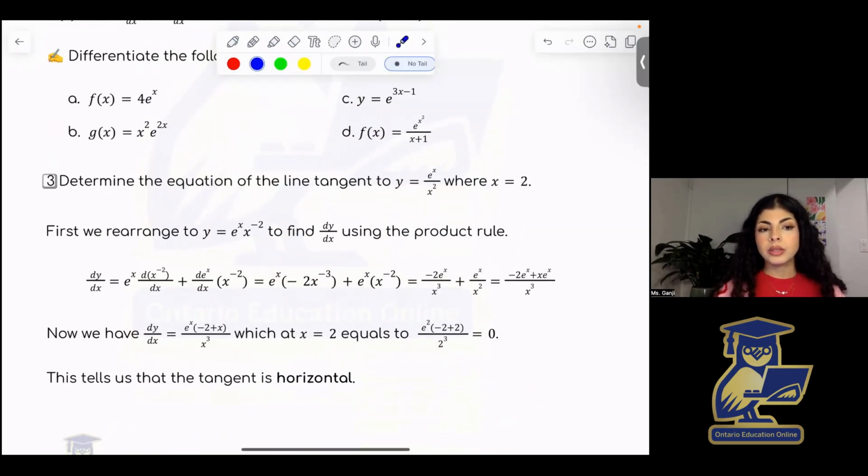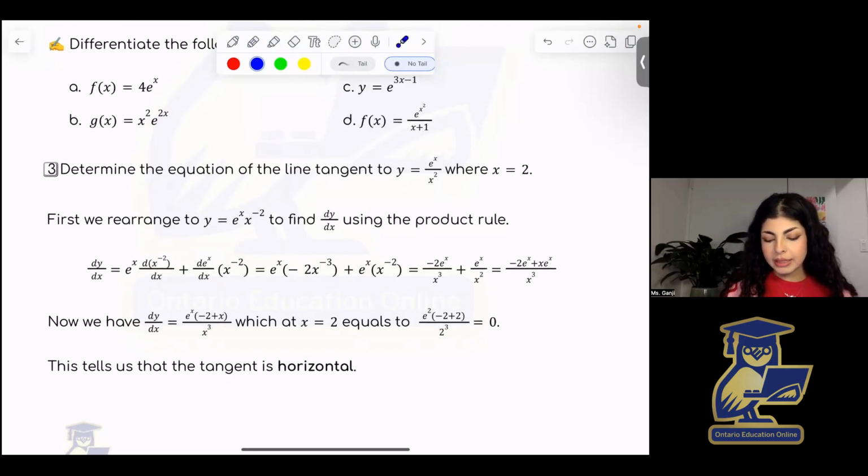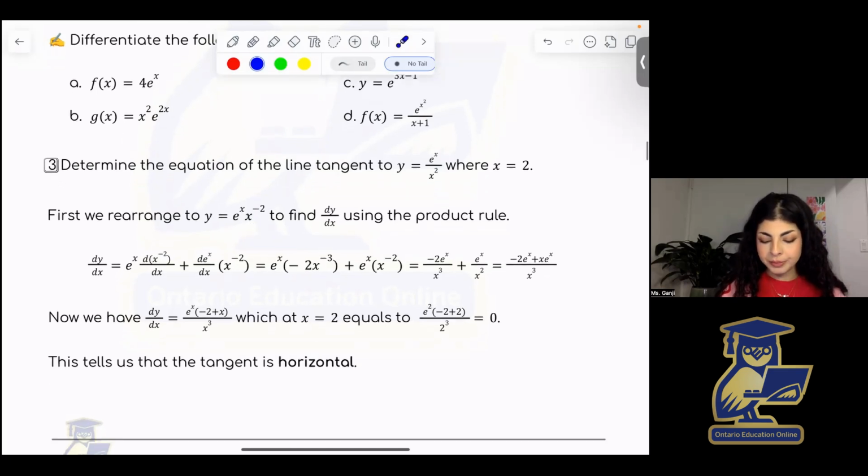Now we can also apply equation of the line of a tangent with exponential functions. So given the function y equals e to the power of x over x squared, we want to find the tangent line at x is equal to 2. So what I'm going to do first is rearrange this. So x squared is going to become x to the power of negative 2. So then I'm going to apply the product rule. So again, I mentioned before, I sometimes use the product rule instead of quotient rule, but you can also use quotient rule here and check that you get the same answer.